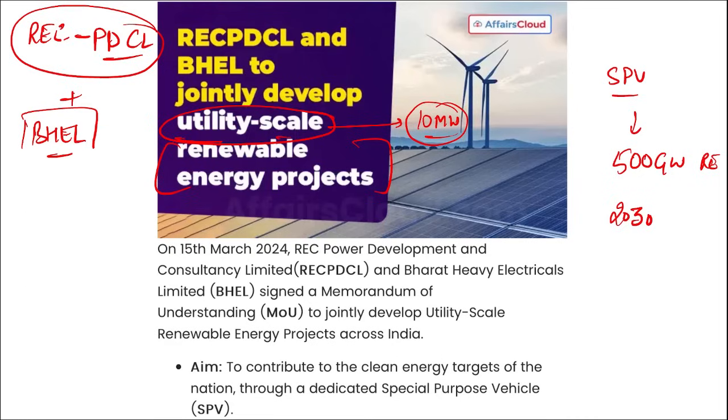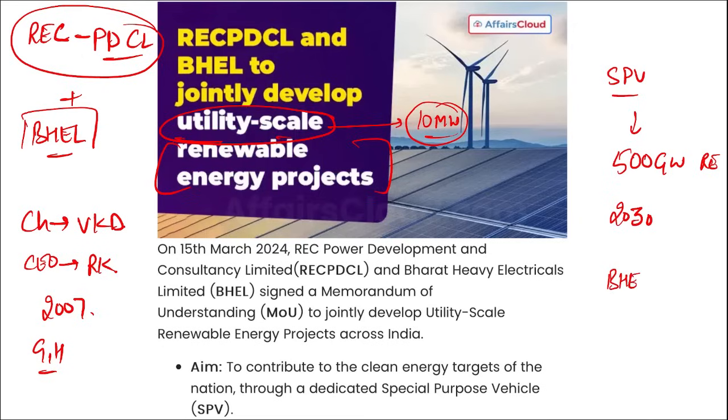Right? Then if we talk about RECPDCL, who is the chairperson here? Vivek Kumar Dewangan. Who is the CEO here? Rajesh Kumar. It was incorporated in 2007 and Gurugram, Haryana is the headquarters. If we talk about BHEL, Bharat Heavy Electricals Limited, who is the chairman and managing director? KS Murthy, that is Kopuri Sadashiv Murthy. Headquarters is in New Delhi and it was established in 1964.